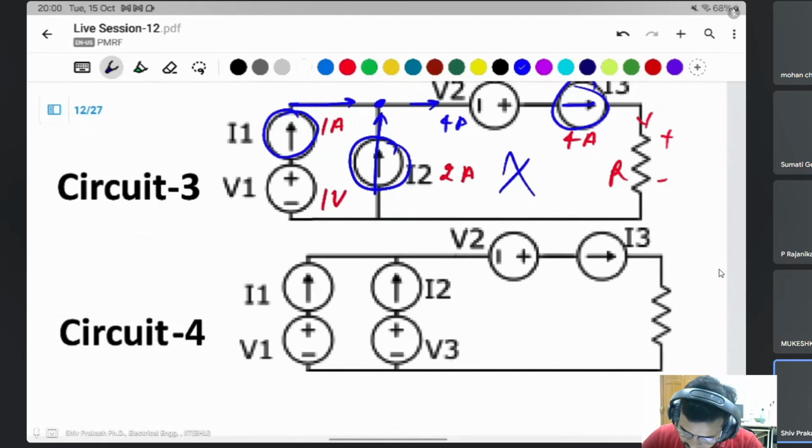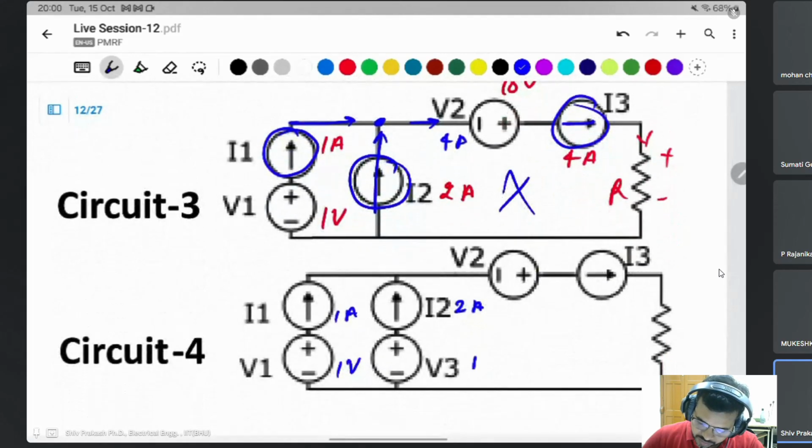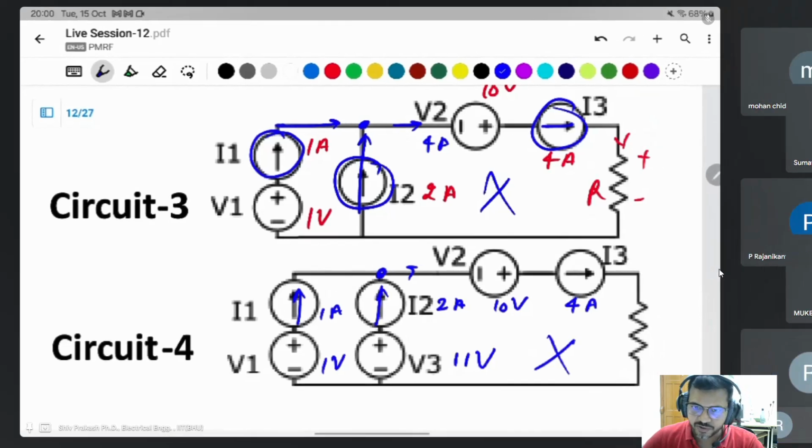Next one, circuit 4. This is also 1 volt, 1 ampere, I2 2 ampere, V3 11 volt, V2 10 volt, I3 is 4 ampere. Same thing again, violation of the KCL. The total incoming current at this node is 3 ampere, but the outgoing current is 4 ampere, and this will also not be possible.